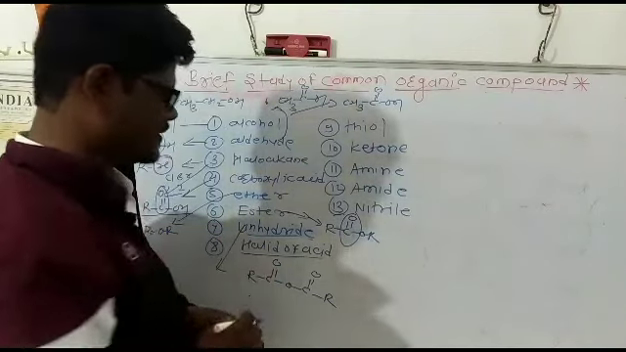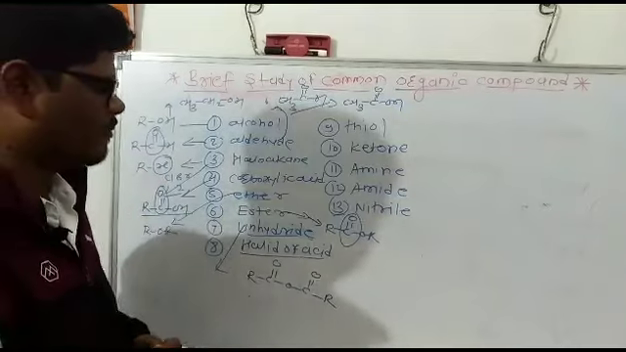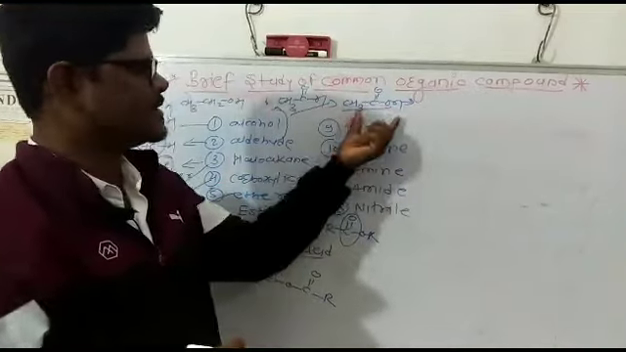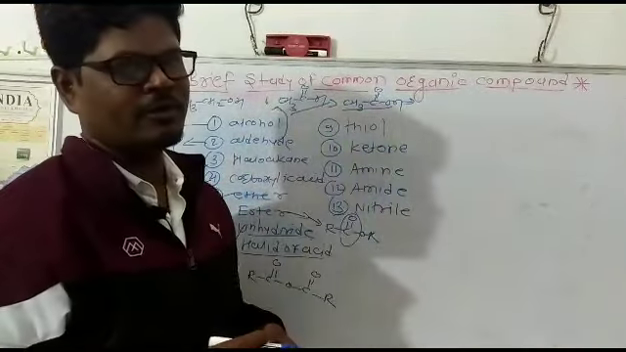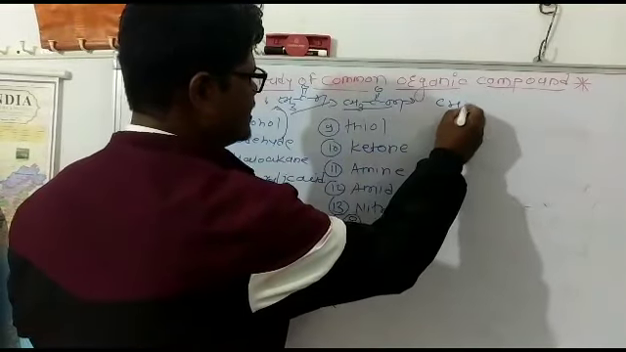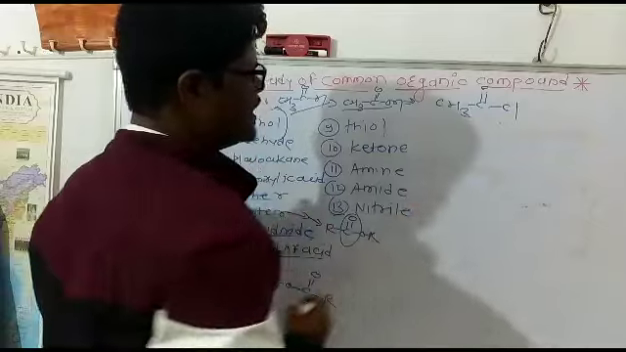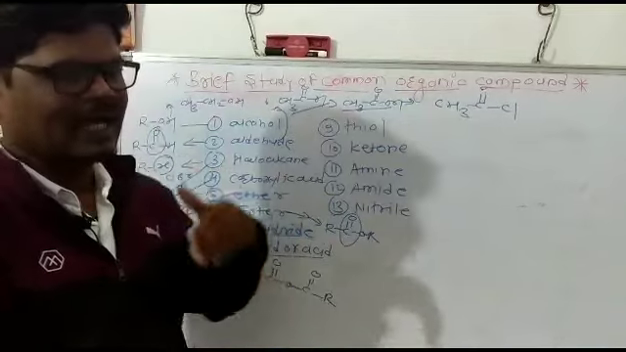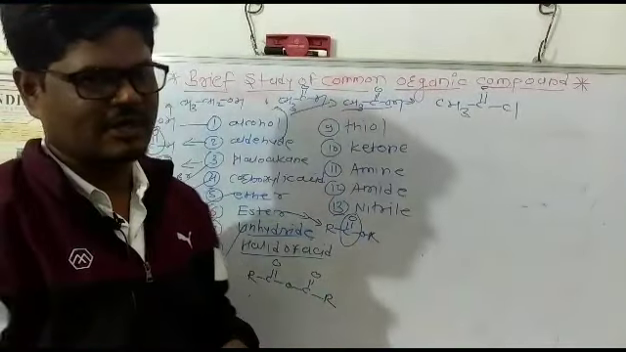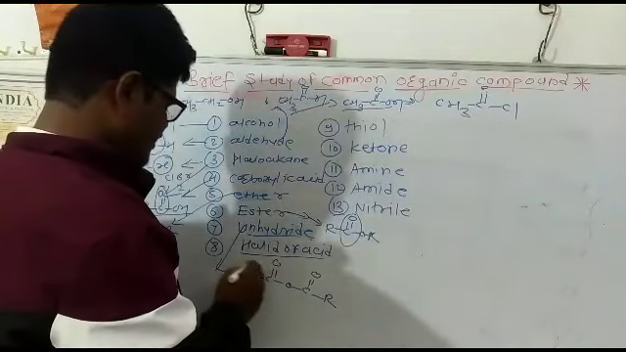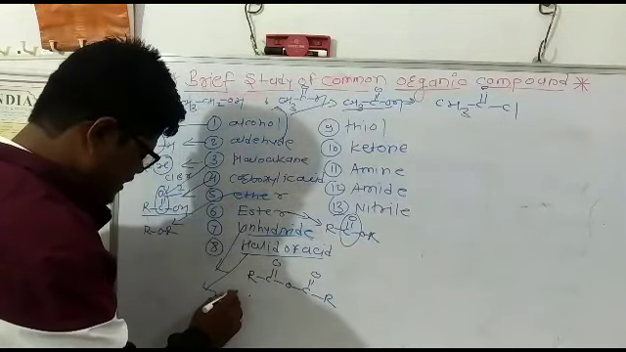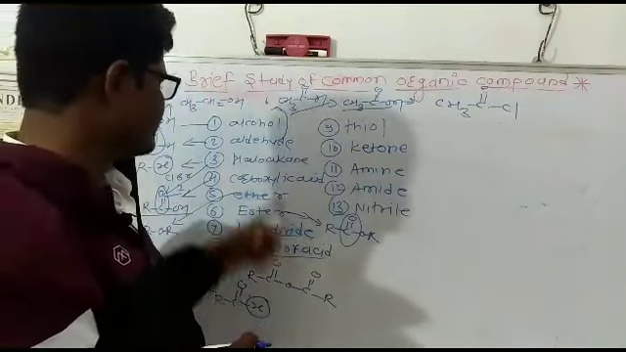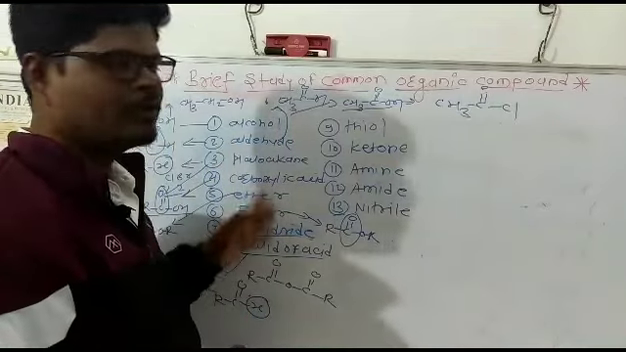After that, halides of the acids. Consider acetic acid: when acetic acid reacts with a chlorinating agent, it forms CH3COCl, that is acetyl chloride. Whatever compound is formed after the halogenation of any acid is called a halide of the acid, which has the general formula RCOX, where X is nothing but a halogen. So this is the general information regarding the compounds present on this side.